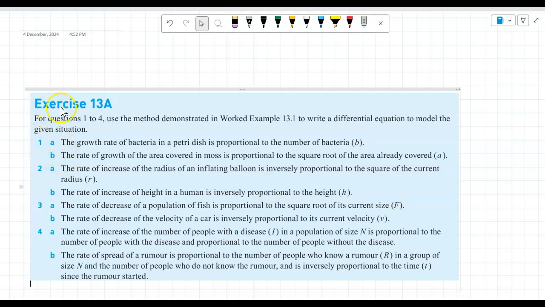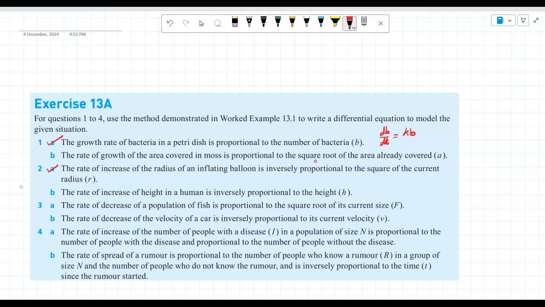Now let's have a look at how to frame differential equations. The growth rate of bacteria in a petri dish is proportional to the number of bacteria. So what is the growth rate? dB by dt. We are looking at the rate of growth of this. So dB by dt is equal to kB. Correct? Because of the proportionality sign, there's a concept of proportionality. Now suppose I'm doing 2a, how will you do that?